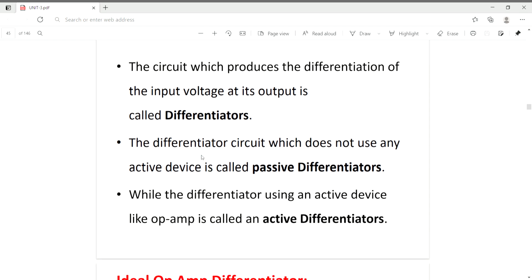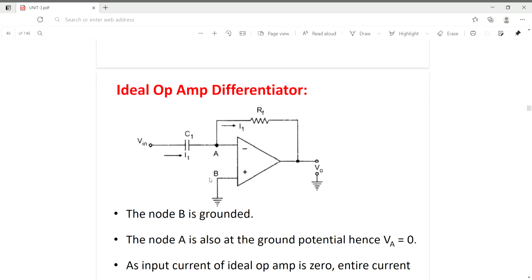The differentiator circuit which does not use any active device is called a passive differentiator, and if it uses an active device it's called an active differentiator. Active devices are components like operational amplifiers, and passive devices are like resistors, capacitors, etc. So, the ideal operational amplifier differentiator.